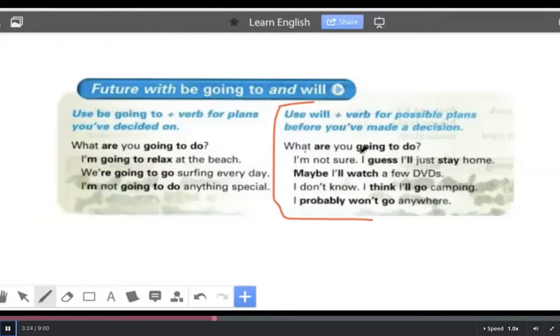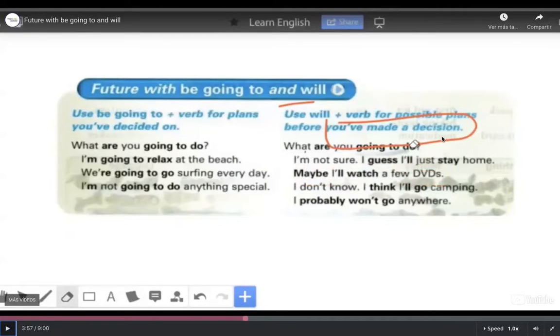And so in order to express that idea that you haven't decided on, then we're going to use these expressions. I guess I'll just stay home. These are the examples here in the book, but going back to our example about vacations, I guess I'll travel, but I'm not sure where. Maybe I'll go somewhere in Europe. I probably will go somewhere in Europe. Those are just my examples on how you will use these expressions.